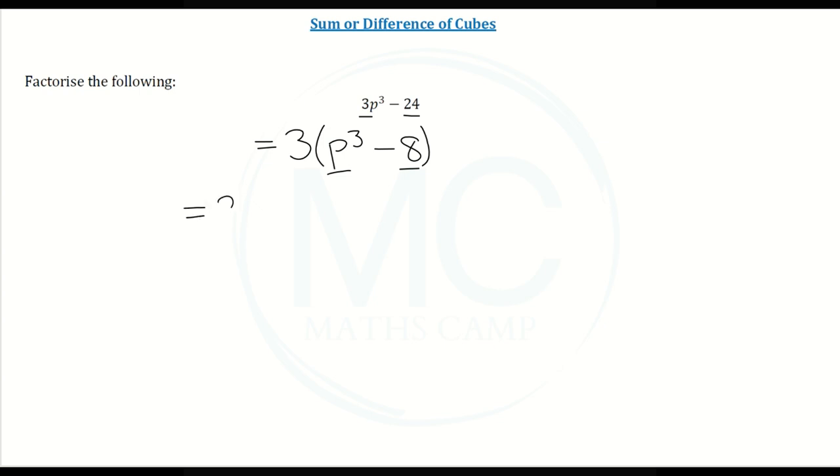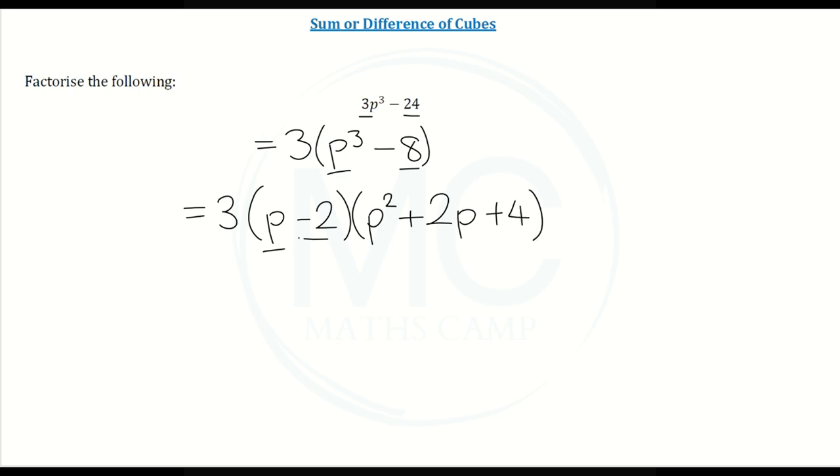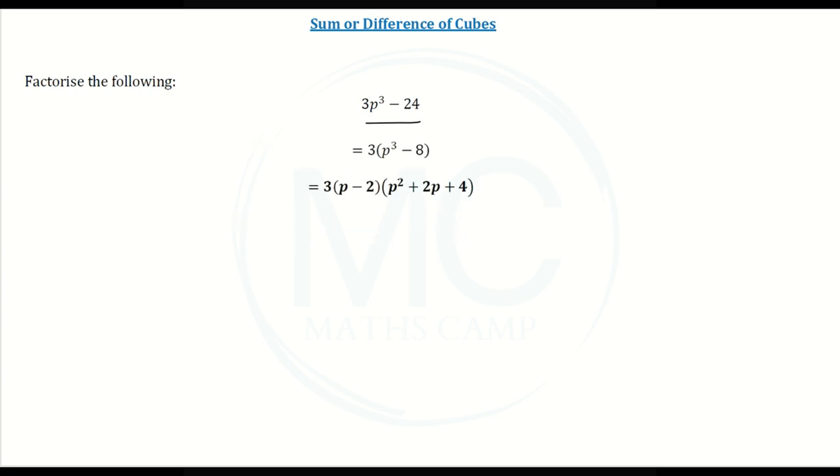So we can say 3 outside of our bracket. Open the first bracket. The cube root of p cubed is simply p. We have a negative sign. The cube root of 8 is 2. Let's close our bracket. Open our new bracket. Here we have p. Square it, and we get p squared. We have a negative sign, which means this will now be positive. 2 multiplied by p is 2p. Finally, we have negative 2. Square it, and we get positive 4. And we've now factorized this expression up here.